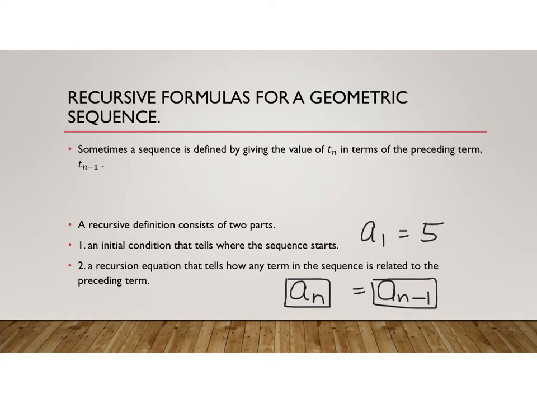And then it might have something like this, where it just has a 2 in front, like we're multiplying by 2, and then maybe we're adding 1. So if that's the case, your first term is 5. What are we going to do to the previous term? We're going to multiply by 2 and add 1. Then we're going to multiply that term by 2 and add 1, and multiply that by 2 and add 1, and so on.